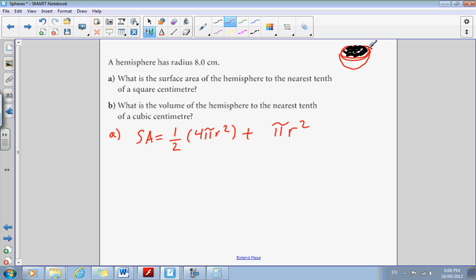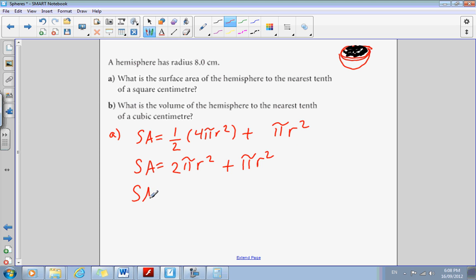Now, is r going to be the same for all of them? Yes, r is going to be the same for all of them. So our surface area equals 1/2 times 4. If you multiply 1/2 by 4, you're going to get 2, correct? 2 pi r squared plus pi r squared. Now, if you have 2 pi r squared plus pi r squared, you can also write 3 pi r squared, but you can leave it whichever way you like.